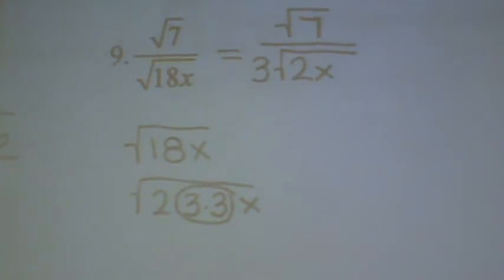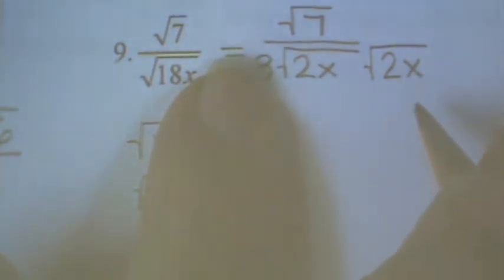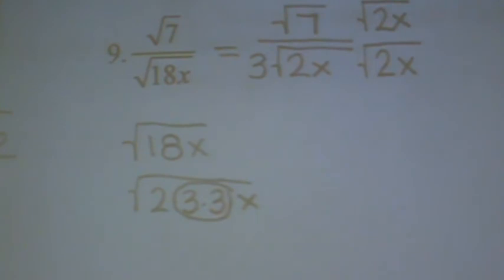Now, we don't want radicals in the bottom, so we need what's missing to group up. We're missing a 2 to complete the 2's, and we're missing an x to complete the x's. That will complete this set, and you just need to complete that by taking care of it on top. Always remember, whatever you do to the bottom, you do to the top.